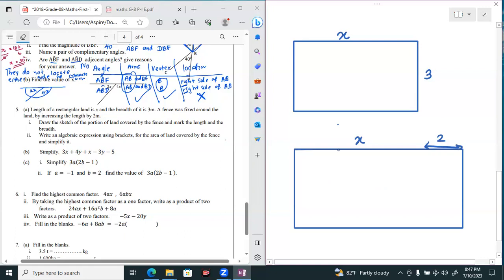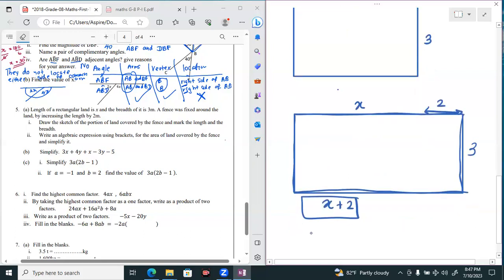Then this is the portion of the land covered by the fence. Okay. Then its breadth is, because its length is increased by 2 meters, therefore length of the new one is x plus 2. Its breadth does not change. Therefore, length is equal to x plus 2 and breadth is equal to 3.